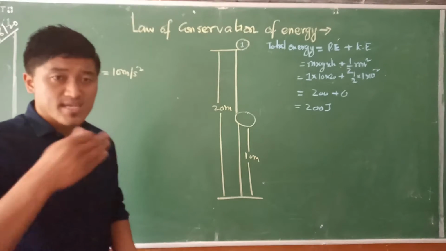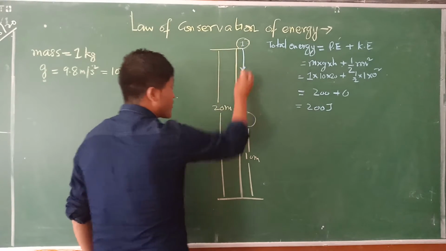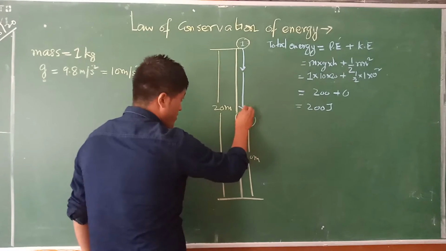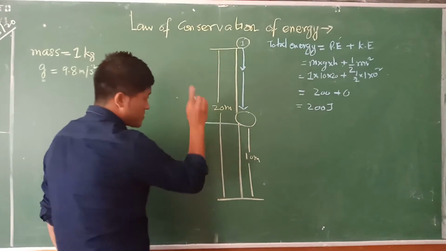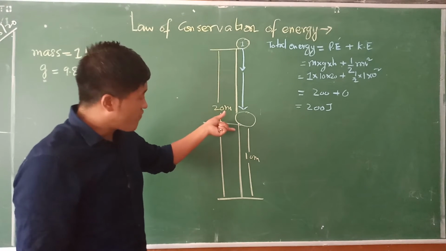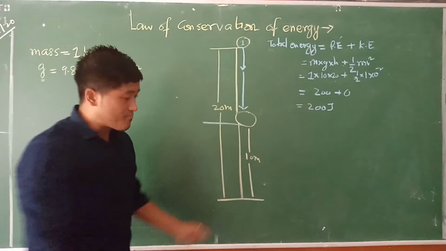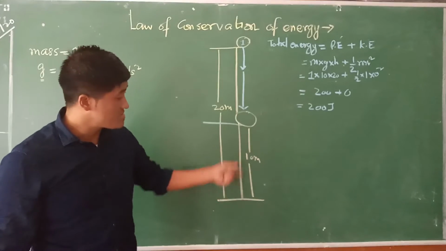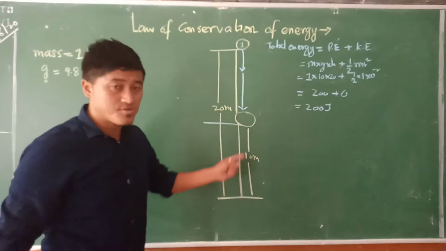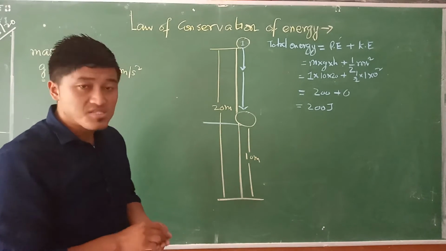Now, in the second situation, we are going to release this ball down. We are going to release this ball down, and it comes to a certain point, this particular point here. Now, at this particular point, we have to find how much energy this ball is having. The distance from the ground to that particular object is 10 meter. Previously it was 20 meter. Now it has reduced to 10 meter. Now we are again going to find how much energy is involved in that.